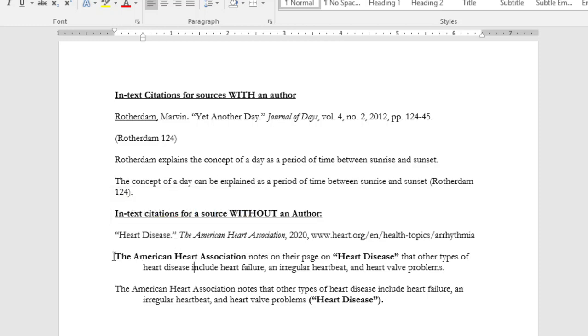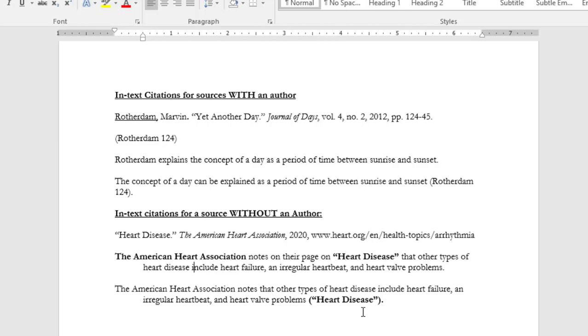So this sentence, the American Heart Association notes on their page on heart disease that all their types of heart disease include heart failure and irregular heartbeat and heart valve problems. So this is a sufficient citation, the signal phrase is, because we have the words heart disease in the signal phrase. This source doesn't have page numbers because it is a website, and so we don't need anything in parentheses after the sentence. However, if our sentence was this and did not actually include the title within the sentence, then we would have to put the title in parentheses after the sentence.